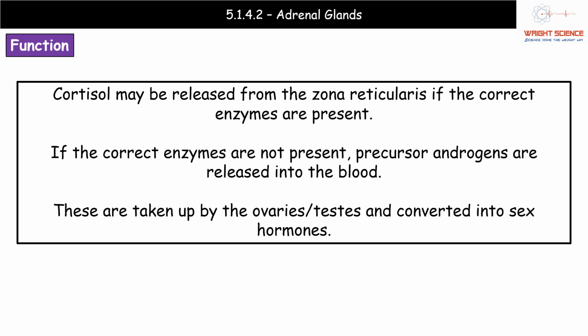We may also find cortisol being released from the zona reticularis if we've got the correct enzymes being present. If the correct enzymes are not present, then instead we're going to release these things called precursor androgens. Now, the precursor androgens are then going to travel through the bloodstream down to whichever sex organ you happen to have, ovaries or testes, and there they will be converted into the sex hormones. Obviously, if we're talking testes, it would be testosterone. If we're talking the ovaries, then it would be things like the estrogen.